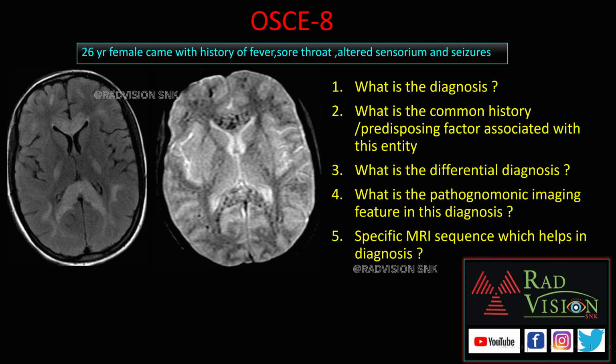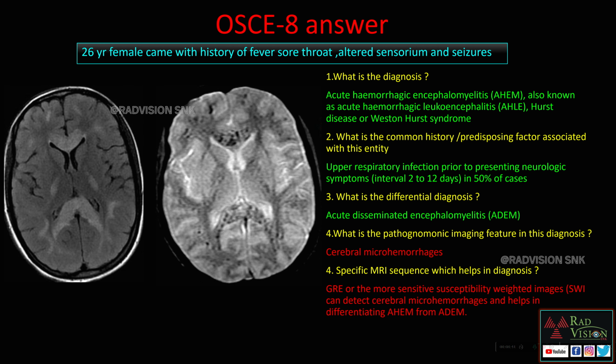Next is the last case, a 26-year-old female who came with a history of fever, sore throat, and altered sensorium. So what is the diagnosis? This is nothing but acute hemorrhagic encephalomyelitis. Here you can see there are hyperintensities noted in the corpus callosum, in the basal ganglia, and also in the subcortical white matter. And also there are multiple microhemorrhages noted in the above mentioned white matter lesions on GRE. So this is acute hemorrhagic encephalomyelitis or Hurst syndrome.